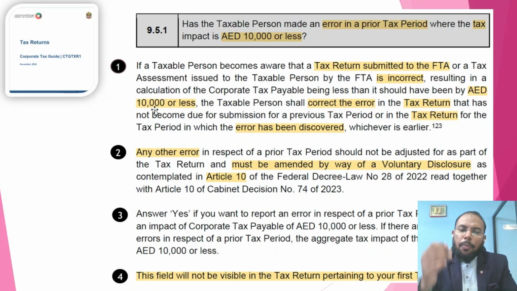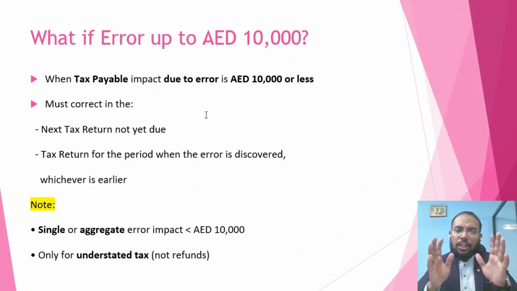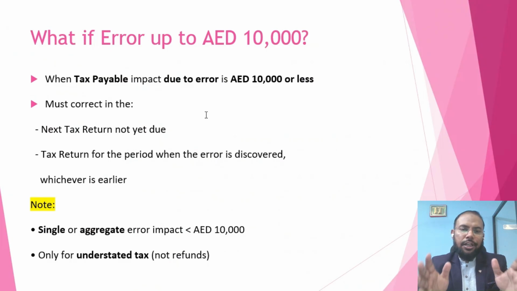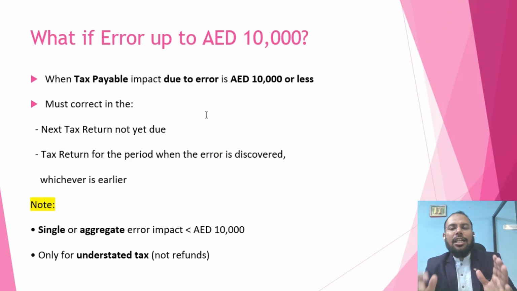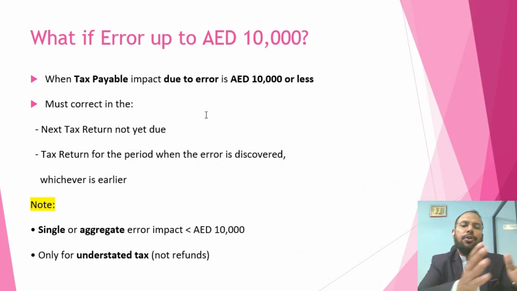There are four important paras we need to consider. So in this video, we will understand the four paras. But first of all, we will cover them in simple text, which I mentioned in my slide. In the first slide, we will cover what if the error is up to AED 10,000. Meaning, if due to an error your tax liability impact is up to AED 10,000, what do we need to do?